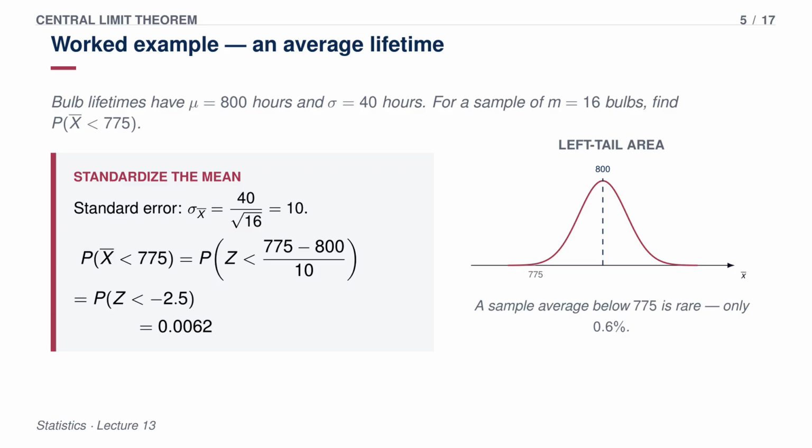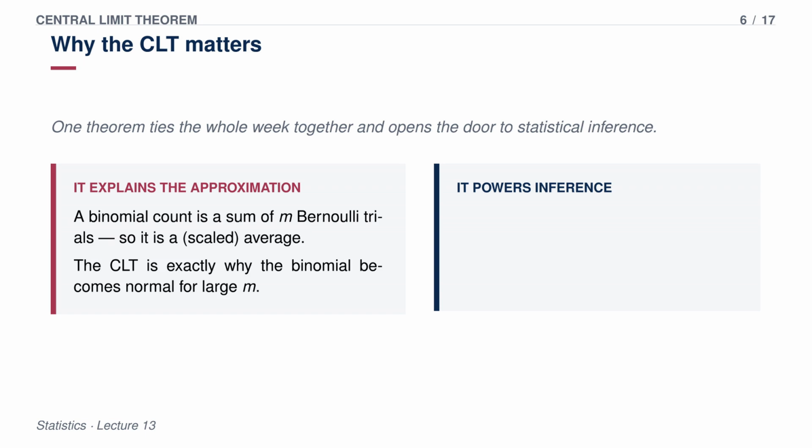Notice what we did. A single bulb varying by 40 hours is ordinary, but the average of 16 has a standard error of just 10, so it almost never strays that far. Averaging tames the wobble. Before we move on, why is this one theorem such a big deal? 2 reasons.